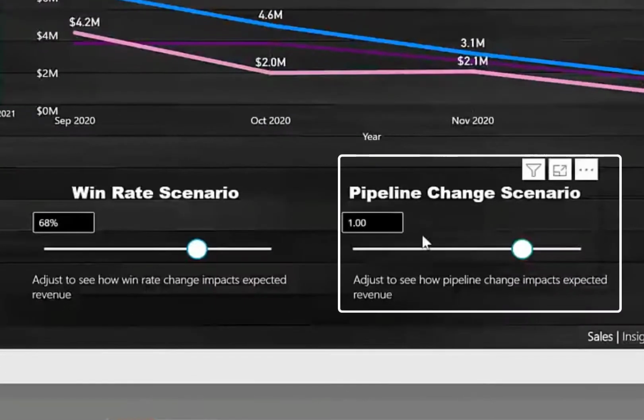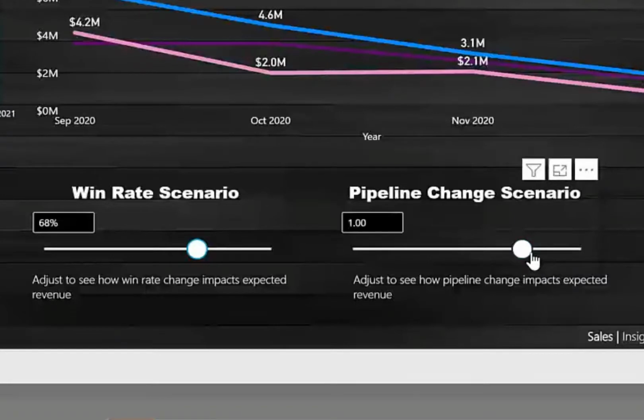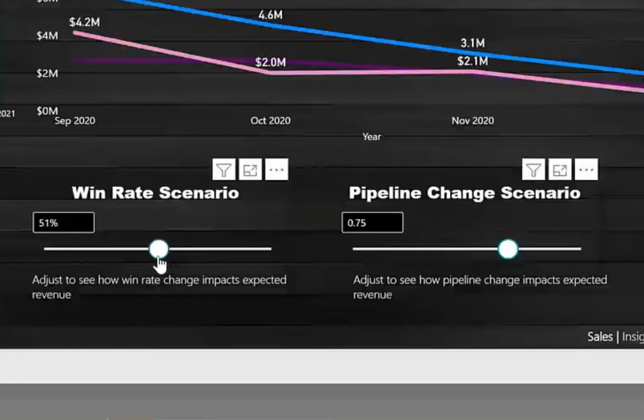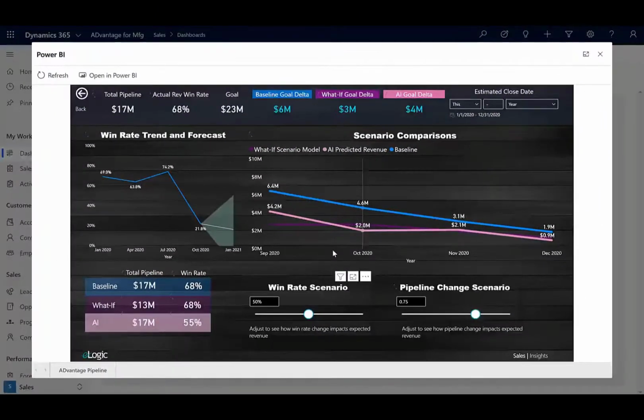What I want to make sure that we have, though, is enough in the pipeline here in case we have another catastrophic event. So let's say, for example, our pipeline drops right out. We lose 25% of our pipeline and our win rates go down to 50%. What does our year look like here? How are we going to end? And as I do that what-if analysis, I can see that even in that circumstance, we will still end up $1 million above our goal.